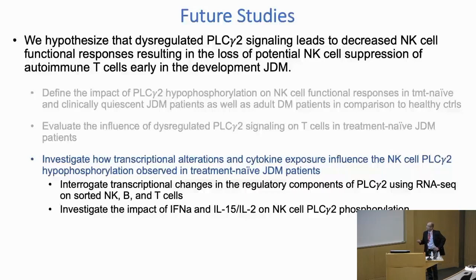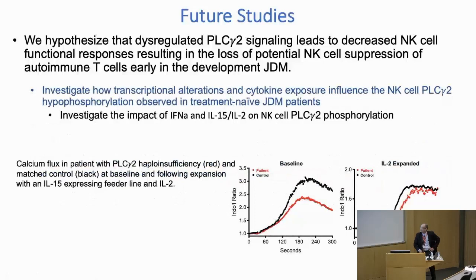And then we're interested in investigating the impact of interferon alpha and other cytokines that, as Ann talked about, are in the milieu of new onset dermato, to see if we expose normal NK cells from normal donors, if they also have decreased phosphorylation of PLC gamma 2. And the flip side, we're interested to know if we can ameliorate this problem with IL-15 or IL-2. And this is based on some data from Josh's work.